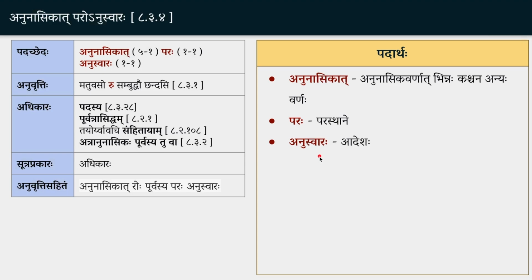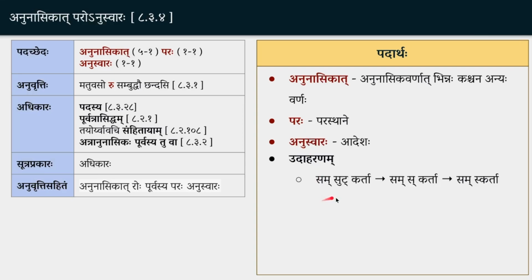Atra anunasikaha purvasya tu va, there is a 'va' there. So the previous anunasika adesha itself is optional. If you apply the anunasika adesha, then there is no problem. But if you don't apply it, then you will have some letter other than anunasika varna before ru. So what this sutram says is, if before ru you find any letter other than anunasika varna, then anuswara comes after that. That's what this sutram says.